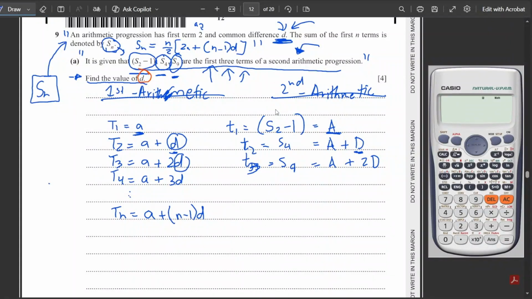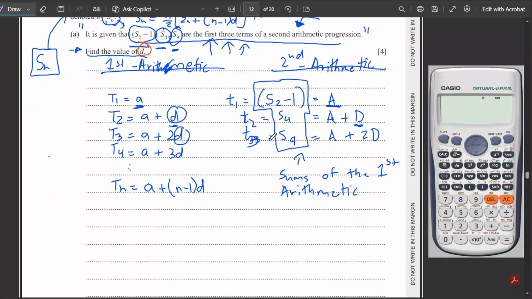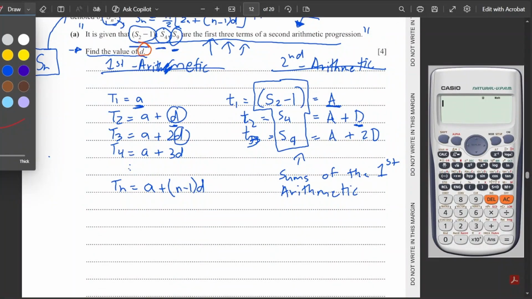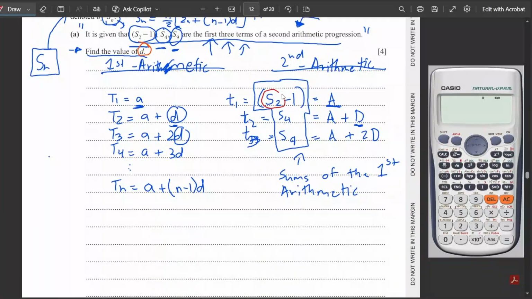Here's what I can do. For the second arithmetic progression, maybe, just maybe, I can find out these terms. So this S2 minus 1, S4, S9, what are these? These are sums of the first arithmetic progression. So let's first find out what S2 is going to be, then let's find out what S4 is going to be, then let's find out what S9 is going to be. Okay, so let's find out those terms.